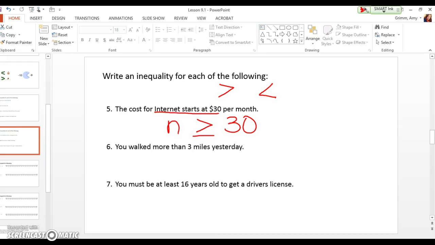All right, yesterday was a beautiful day outside. You walked more than 3 miles yesterday. How would I write that? The variable greater than 3. Would I want the equal to, the line underneath it? Why are you shaking your head no, Haley? Because it says more than, so it means you did more than 3, not exactly 3, but more than 3.